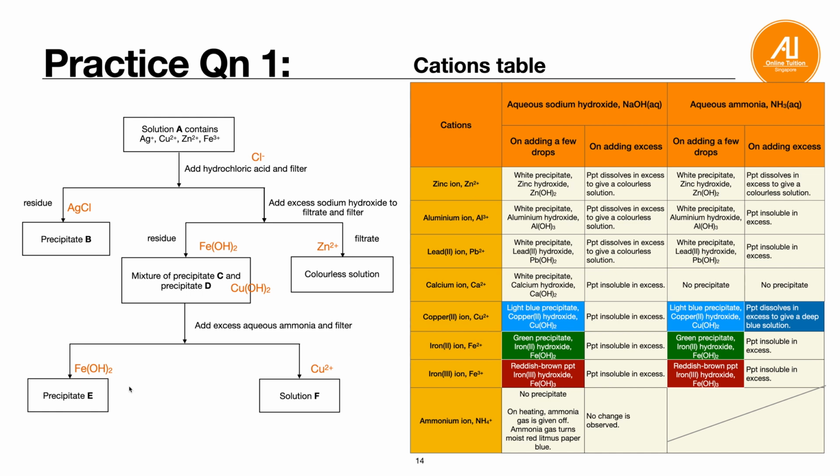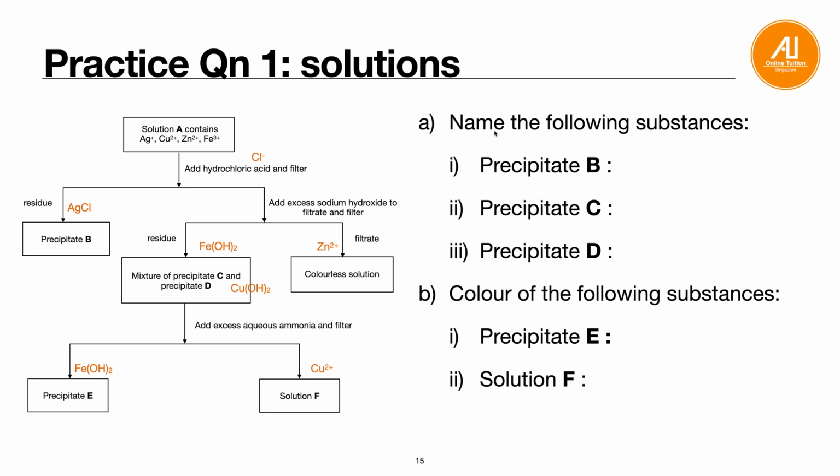Basically, that is how you solve it. Usually when we get a flowchart, we will figure out the identity of everything first, then we will transfer the answer into the question. So let's try this one. Once we have the identity of everything in the flowchart, we can look at the question.